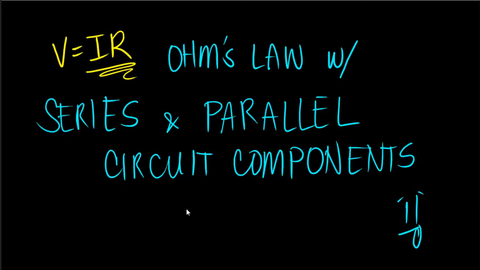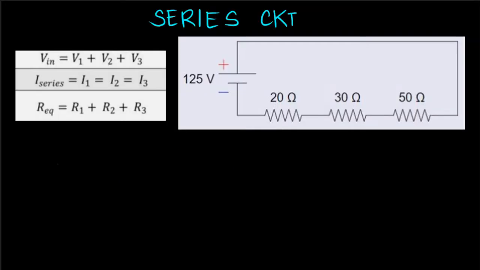Hello, so today we are going to talk about Ohm's law, which is basically voltage equals current times resistance, and how this differs between series and parallel circuit components. So let's start. Okay, so here we have a series circuit.